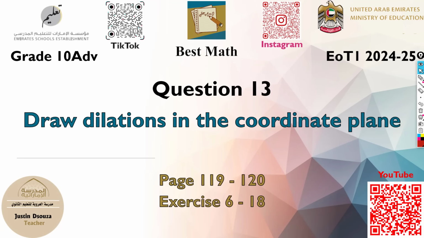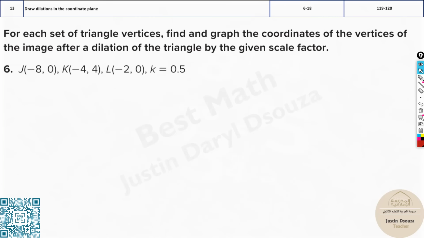Question 13 is about dilation in the coordinate plane. Now here they have given us the coordinates and they have given you the scale factor k. And they have asked you to find the new coordinates. All you need to do is multiply the scale factor throughout these values. So J will be minus 8 multiplied by 0.5, that's half. It will be minus 4, 0. 0 will be 0. K is minus 2, 2. L is minus 1, 0. That's it. Those are the points.